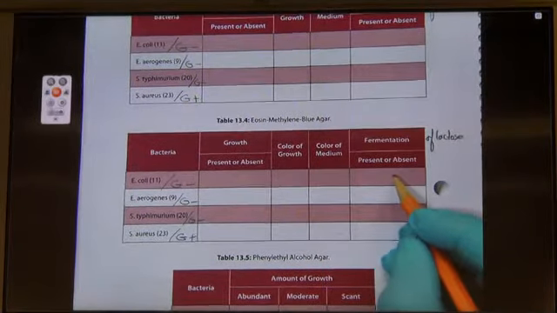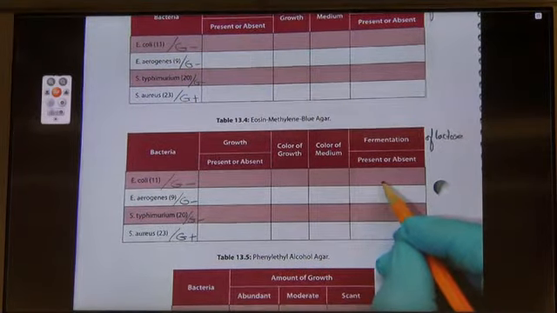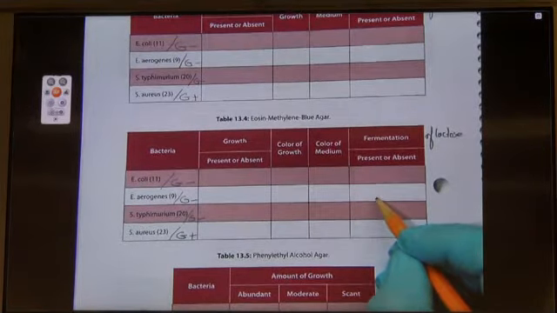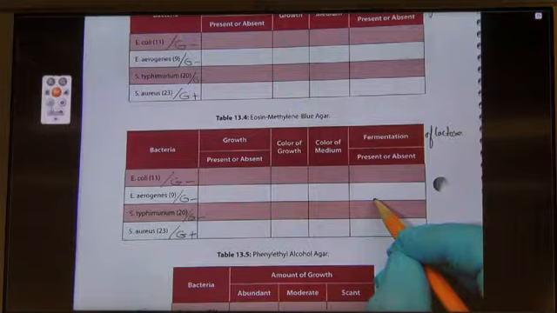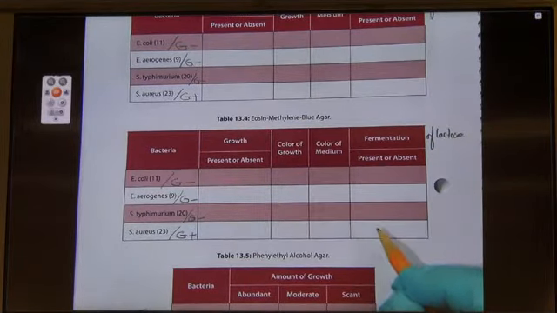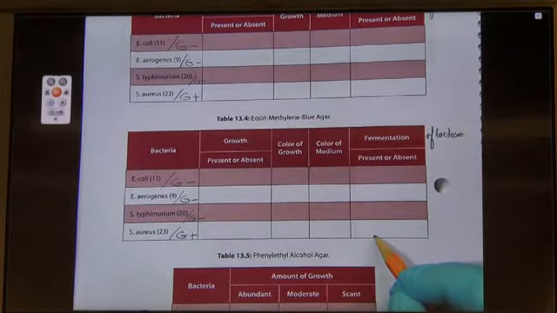Fermentation of lactose, E. coli, present. E. aerogenes, present. Salmonella, absent. Staph aureus, not applicable.